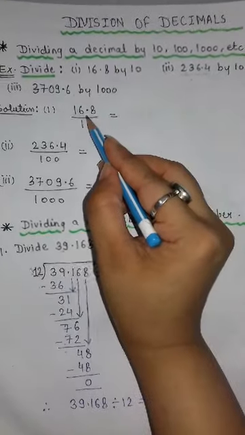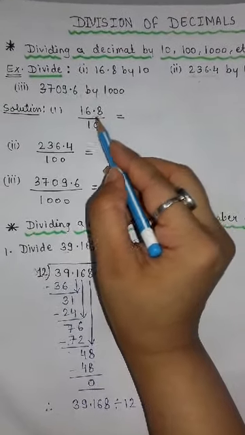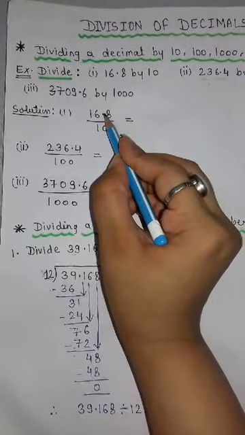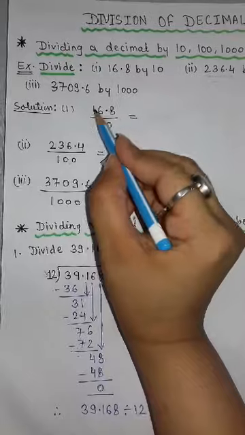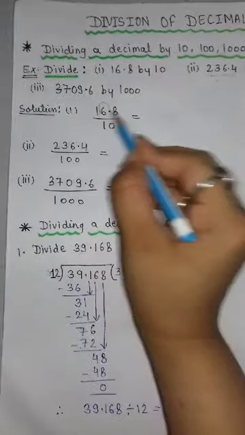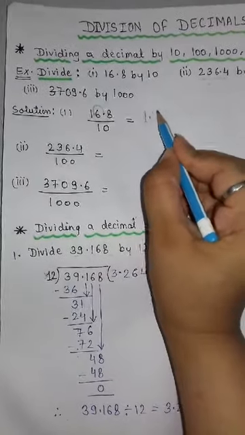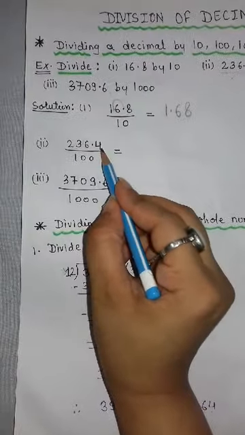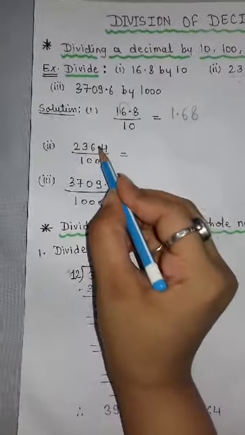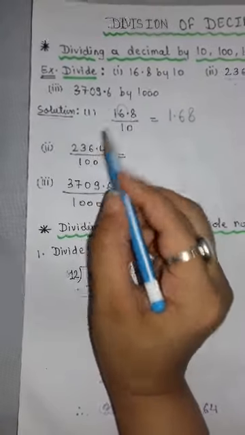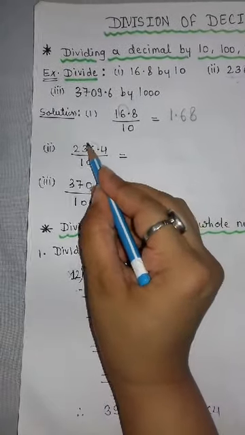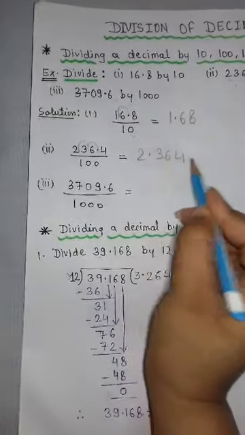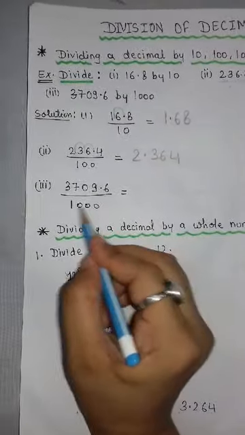First, 16.8 divided by 10. Shift the decimal point by one place to the left here, and the answer is 1.68. 236.4 divided by 100. Shift the decimal point by two places to the left. 2.364.